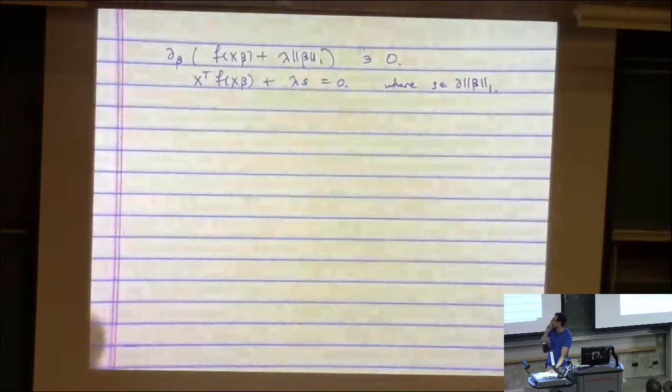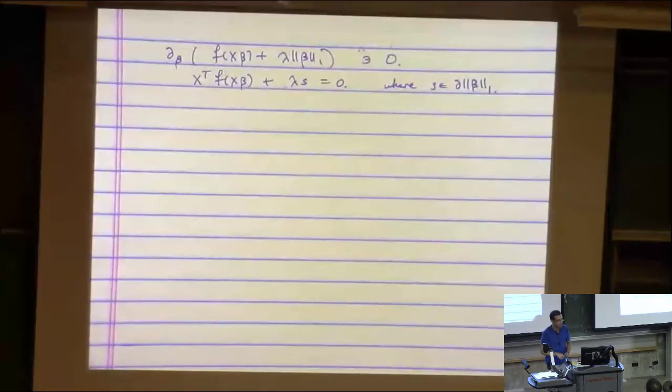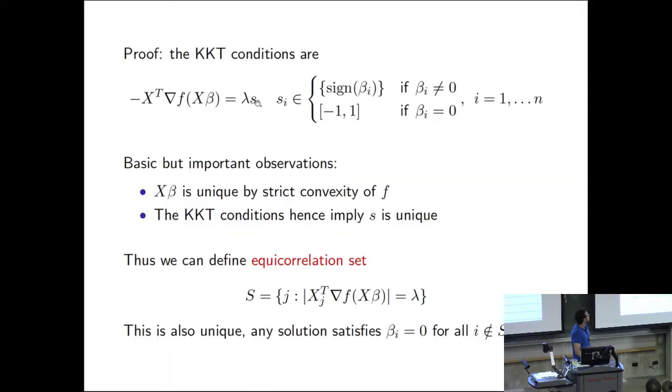Then this is what the stationarity condition, or the KKT condition, says. I'm just rewriting that here as minus x transpose the gradient of f at x beta is equal to lambda times s. And this is what it means for s to be a subgradient of the one norm evaluated at beta. It just must satisfy these conditions: it has to be the sign if beta_i is not equal to 0, or anything between minus 1 and 1 if beta_i is equal to 0.